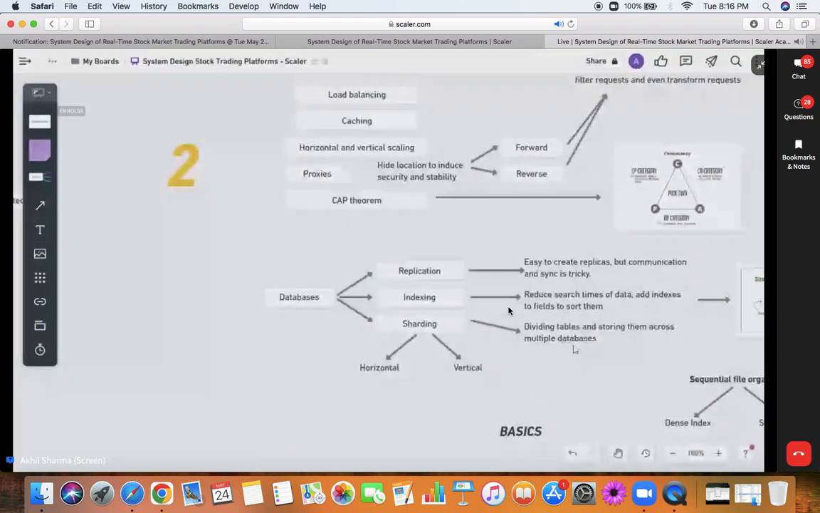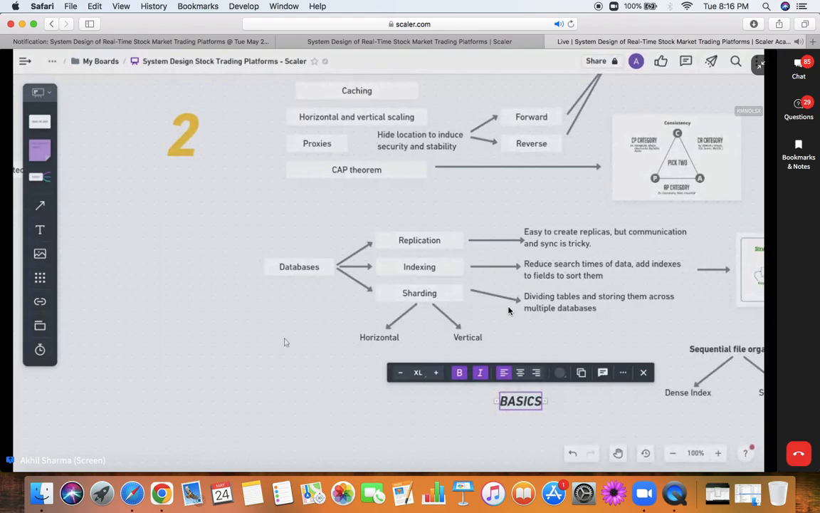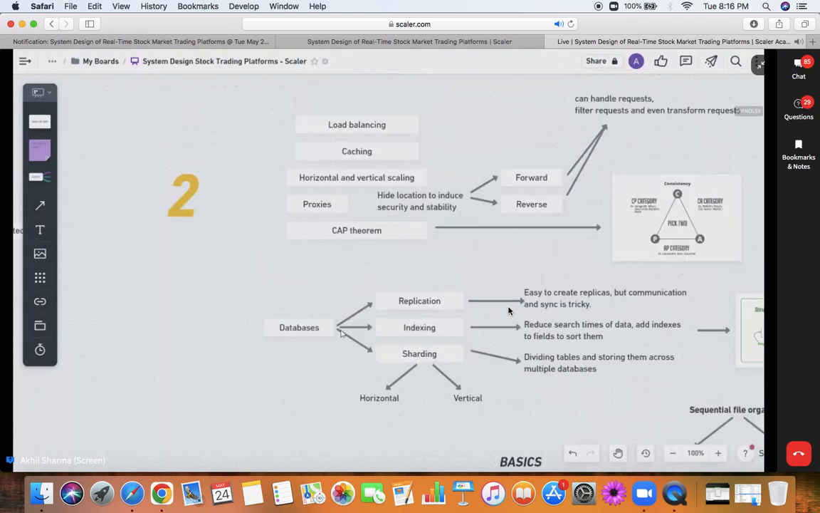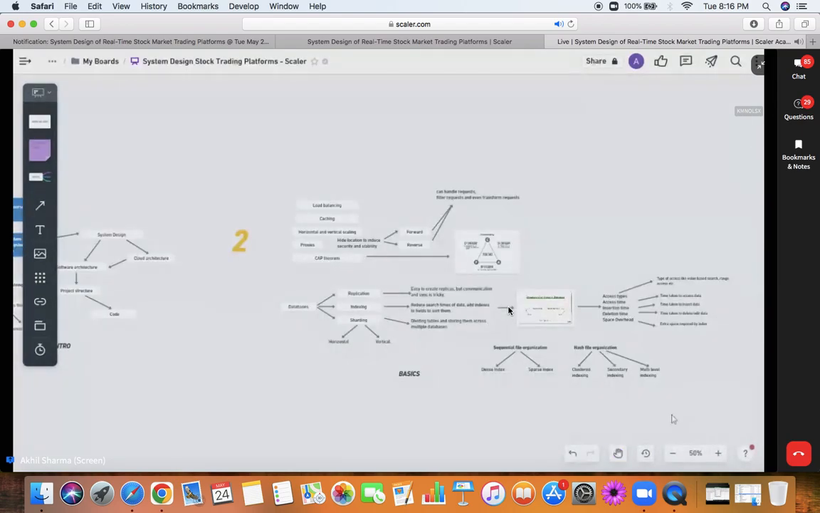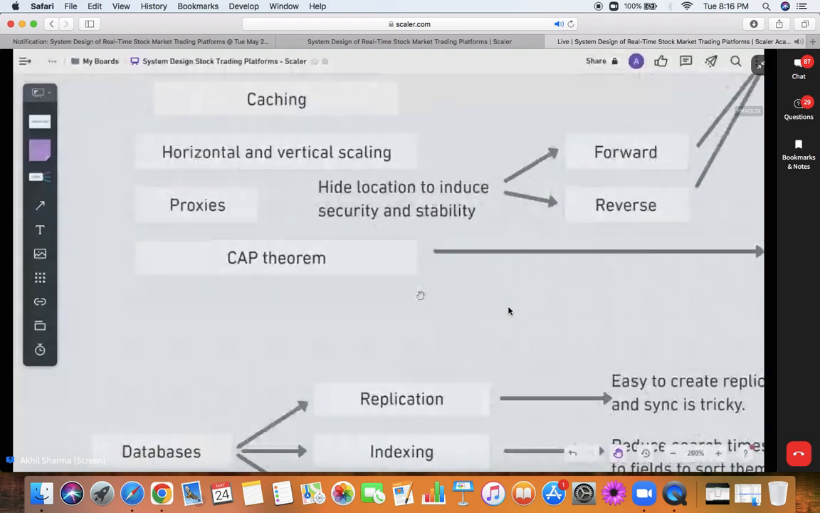This is for beginners only. So I'm just doing a quick basics brush up in the next 5 minutes before we go into the more advanced aspects of system design and begin talking about more advanced things.